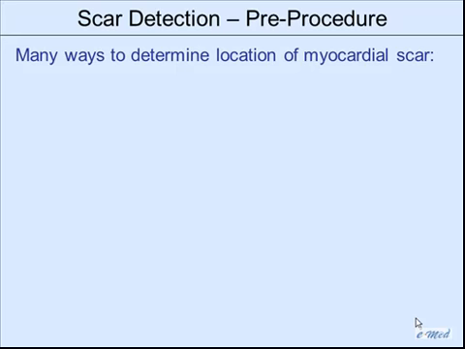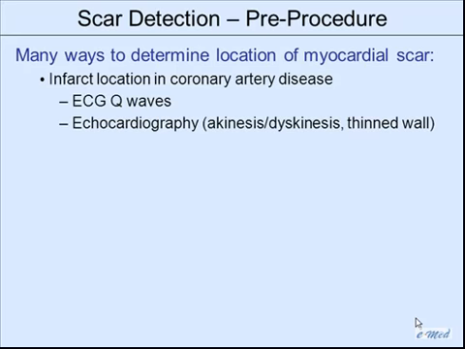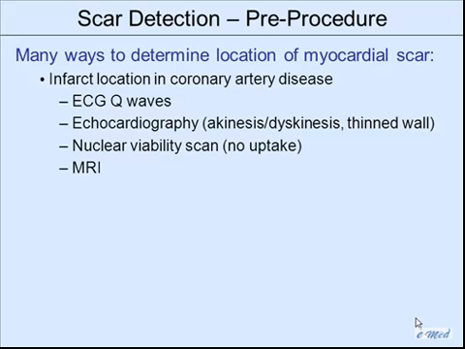All right, how do we determine where scar is prior to getting into the lab? Because we want to spend as little time in the lab as possible, make as best use of the time as possible for the patient. Well, infarct location is going to be an obvious source. Now, with so many people having biventricular devices, you can't tell that so well from the ECG, but certainly the ECG Q waves, echocardiography, viability scans, MR.